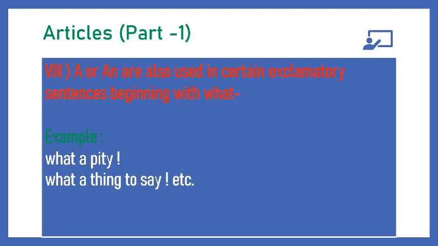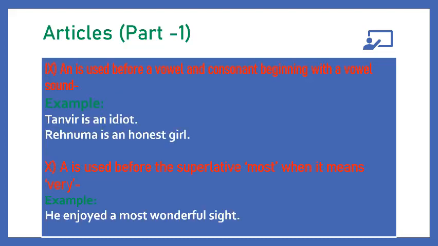Number 8. A or an are also used in certain exclamatory sentences beginning with what. For example, what a pity, what a thing to say, etc. Number 9. An is used before a vowel and a consonant beginning with a vowel sound. For example, Tanvir is an idiot, Rehnuma is an honest girl.